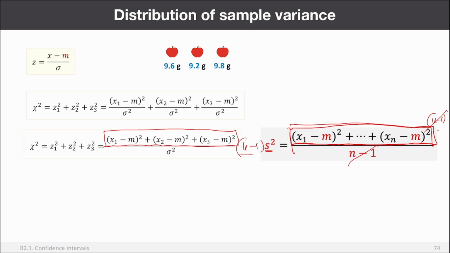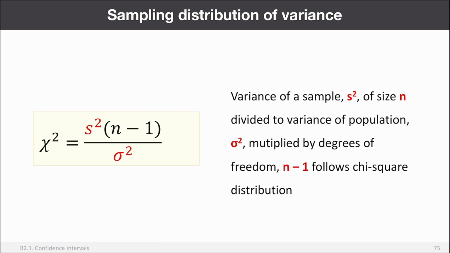Let's replace this sum with this n minus 1 times s squared. So now we have a sample variance, and now we have the population variance, and we have a random score, right, which follows theoretical distribution. So chi-square distribution links the variance of your sample and the variance of your population, similarly like normal distribution links average of your sample and average of your population, right?